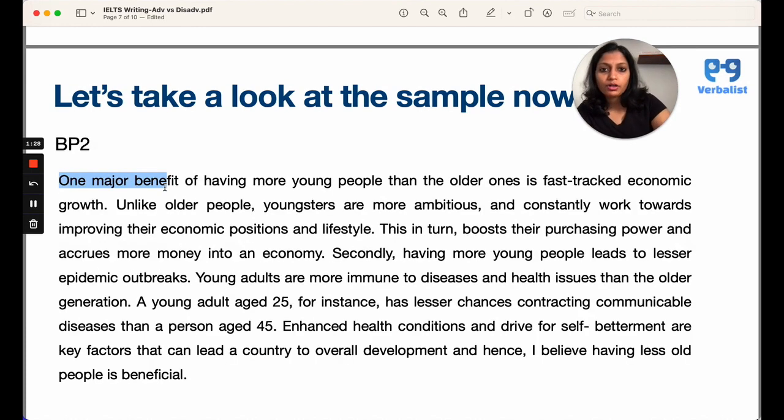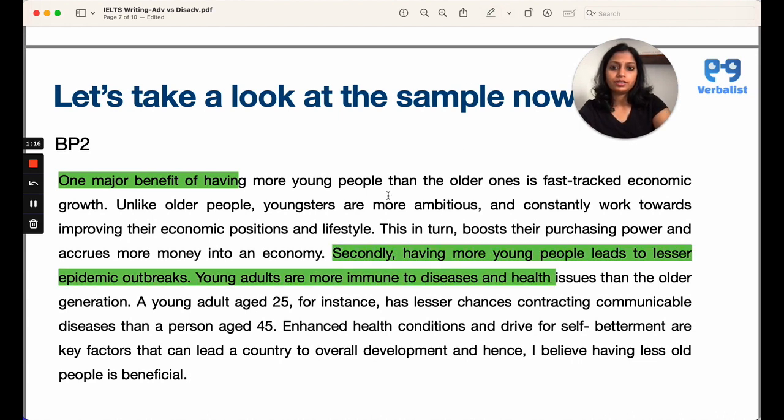Now, my second body paragraph is about the benefits. So I'm again using cohesive devices within my sentence rather than writing them separately. This is my second advantage here. So I'm saying that one benefit here is fast-tracked economic growth because young people are ambitious, they're more workforce who is younger. And then the second benefit is that health diseases are at a minimal level.